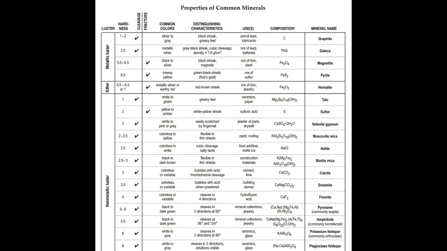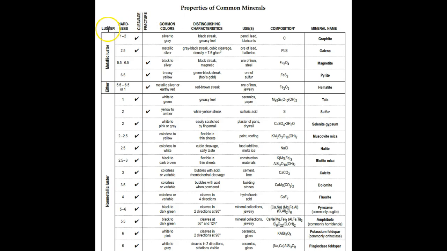You should have page 16 of your Earth Science reference table out in front of you while we go through this. We're just quickly going to do an overview of how to read this table. It's not too difficult, so follow along. You can see here we have properties of common minerals.